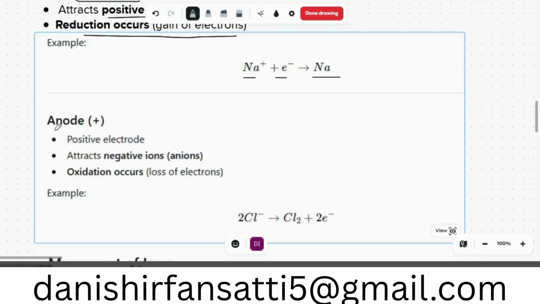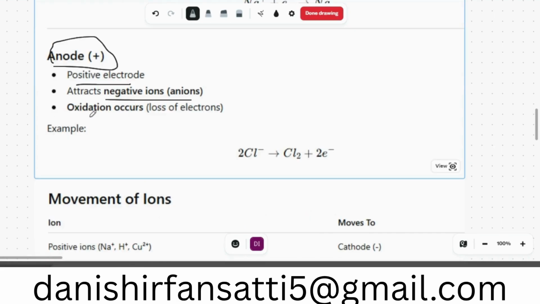Now we are going to talk about the anode. The anode is a positive electrode and it attracts negative ions, anions. Oxidation occurs, where the substance will lose electrons. For example, 2Cl-. Each Cl- has one extra electron, so it will lose two electrons in total, and two chlorines will become Cl2 gas.